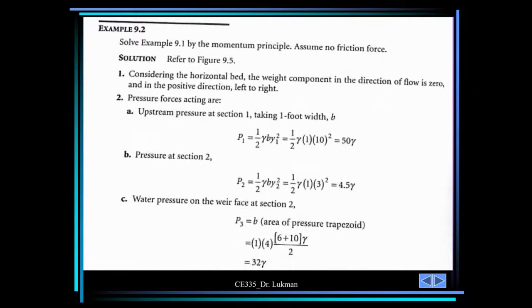Now let's look at a simple example to demonstrate the application of the momentum principle. Here we are to resolve the problem we solved using the energy equation by the momentum principle. At the beginning, we mentioned that in many problems you can apply both the energy equation and the momentum equation to solve the same problem. But there are some problems where you may only be able to apply one of them.